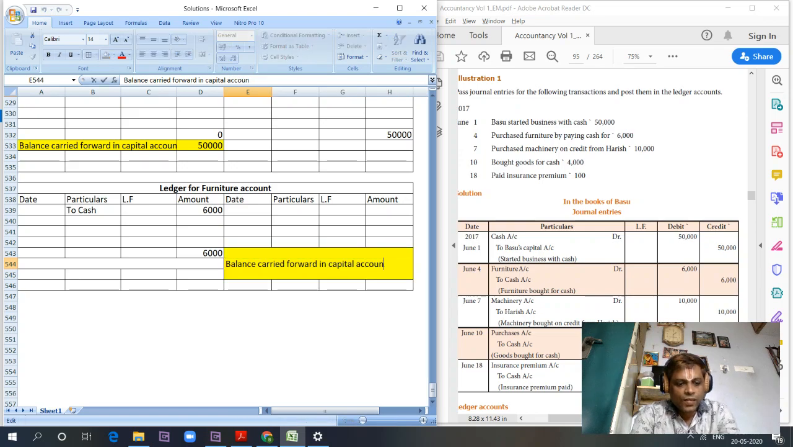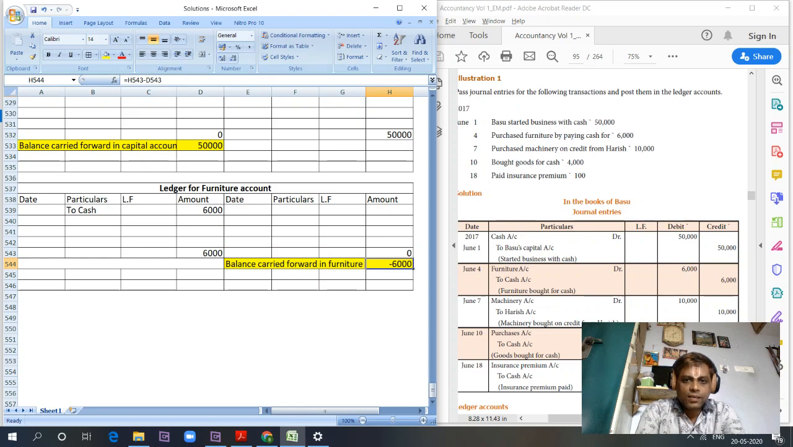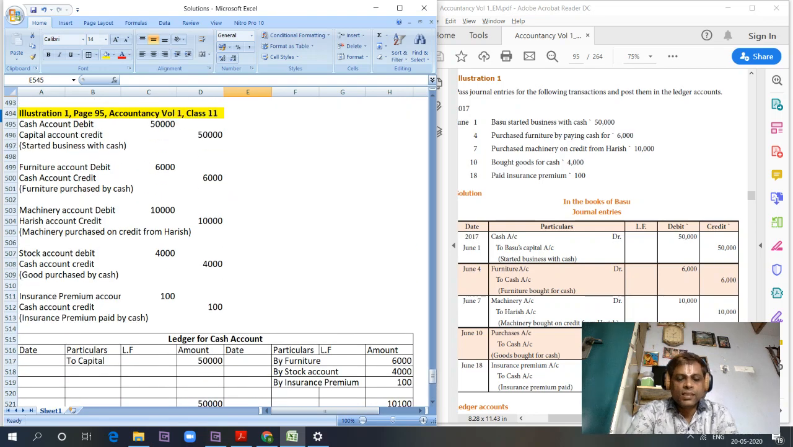Similarly, balance carried forward in furniture is equal to this minus, balance carried forward is 6,000 rupees. Students, you are able to understand this. We are just putting whatever journals we have put in into a ledger, which is a tabular form of representing the journal entries.